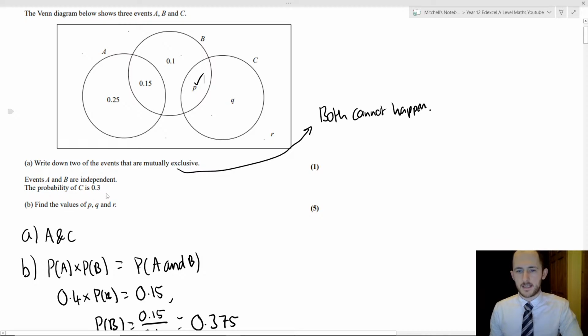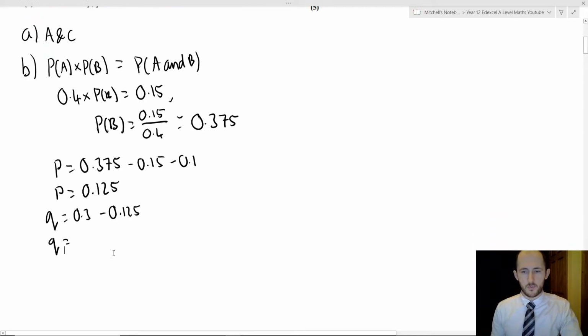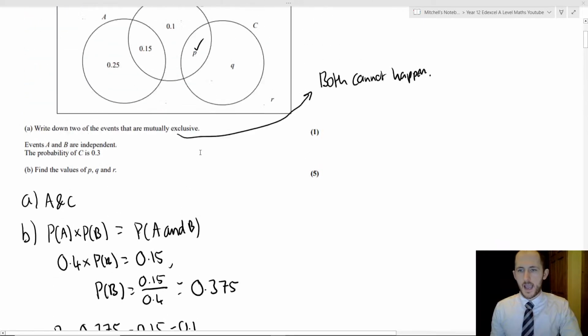Now using that, it tells me the probability of C is 0.3, which means Q plus P equals 0.3. So Q is just equal to 0.3 minus 0.125. So therefore Q is just equal to 0.275. Or, sorry, 0.175. Basic maths is hard. And that gives us that.